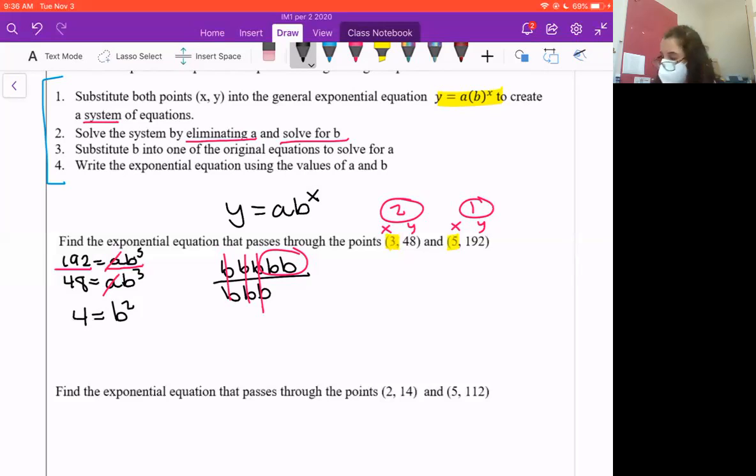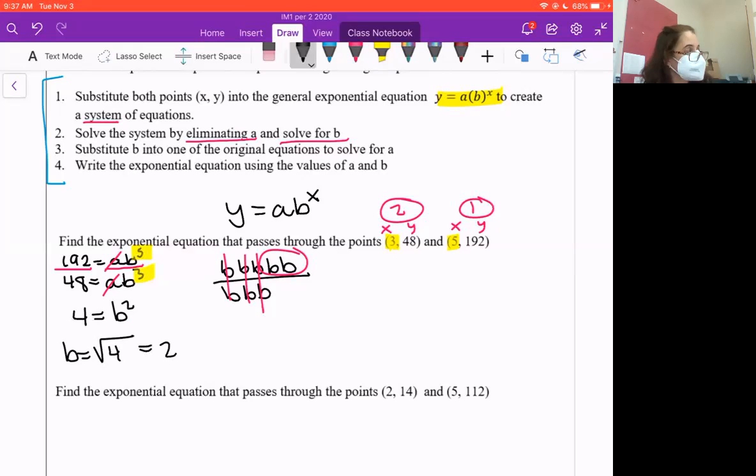By the way, if you don't want to write this out, shortcut, subtract the exponents. 5 minus 3 leaves us 2 b's. So b squared. Now, if b squared is 4, I am going to take the square root, and b is 2. So that was steps 1 and 2. I substituted my points in, created a system, I eliminated a, and I solved for b.